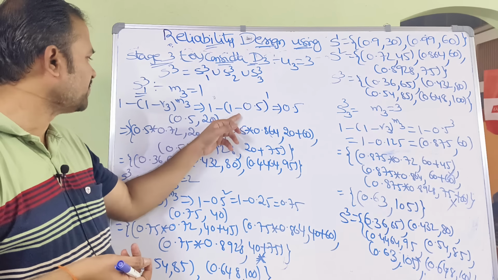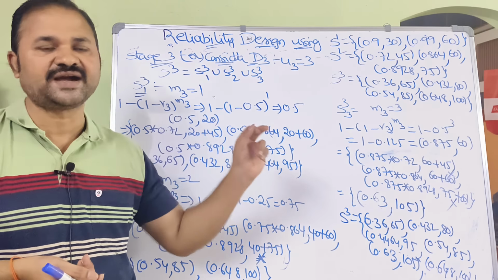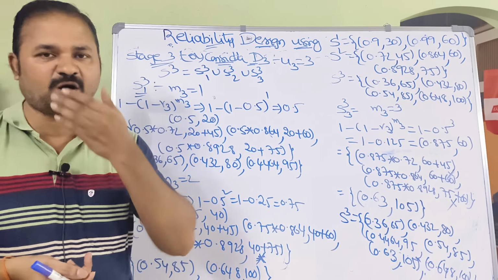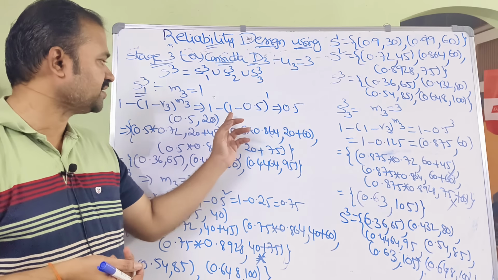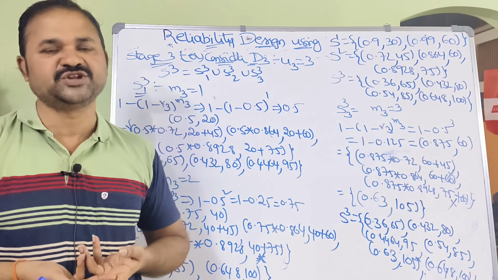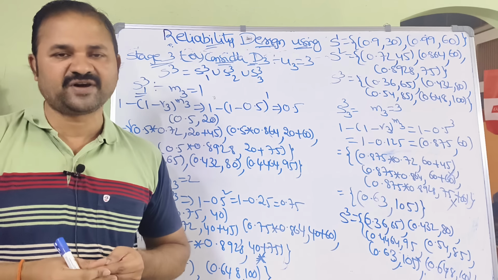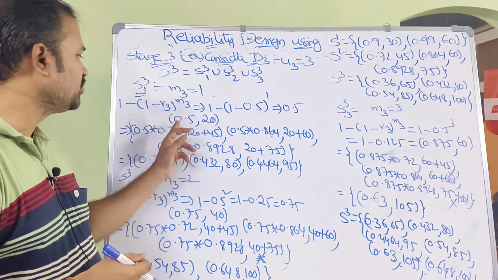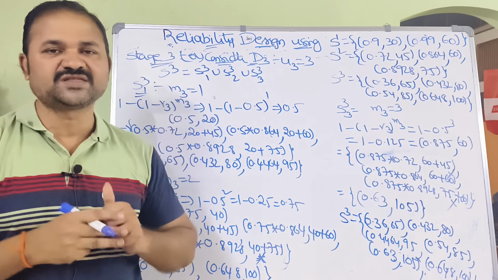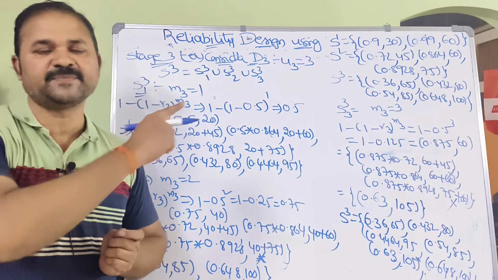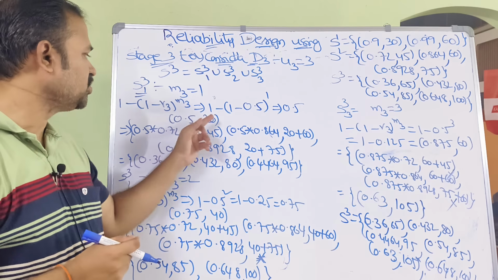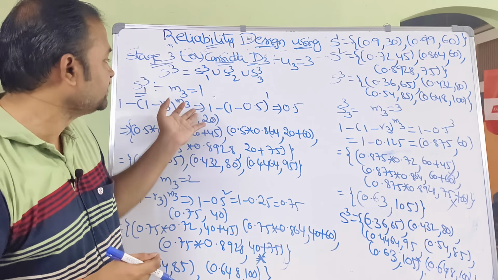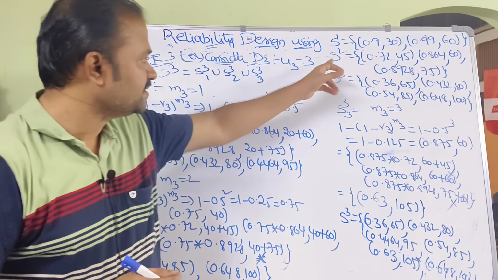Here 1 minus the reliability of the third device, which is 0.5, whole power m3, the number of copies. Here the number of copies is 1. So 1 minus 0.5 means 0.5. 0.5 power 1 means 0.5. So 1 minus 0.5 means 0.5. So 0.5 comma, the cost of the third device is 20. Here we are maintaining only 1 copy. So 0.5 comma 20.